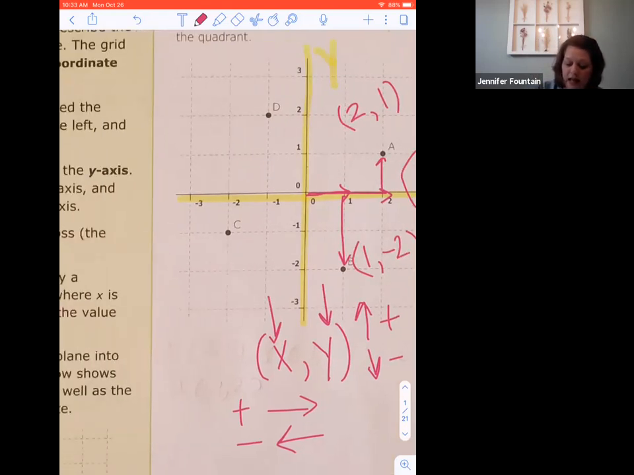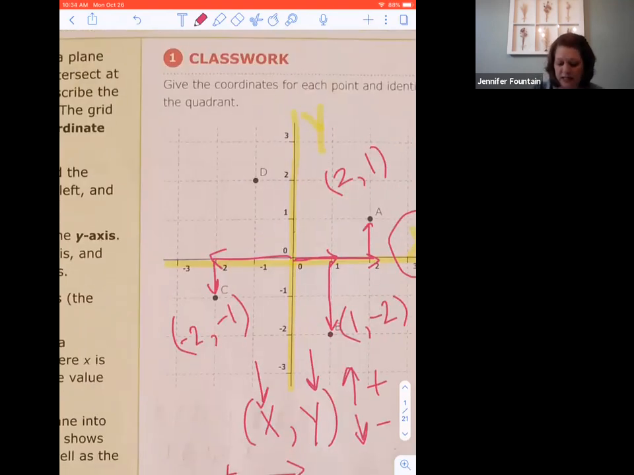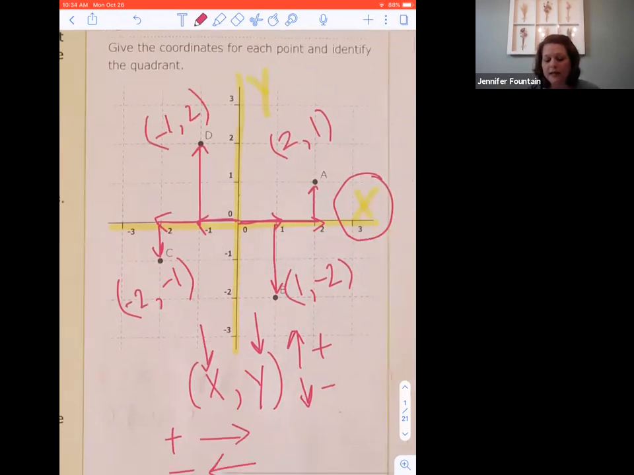Letter C, I went to the left 2. So that's -2, and then I went down 1, so that's -1. And then for letter D, I went to the left 1, so that gives me a -1 for X, and up 2, so that's a positive for Y. So what I'm doing is I'm looking at, am I going left or right, up and down? That determines my positives and negatives, okay?